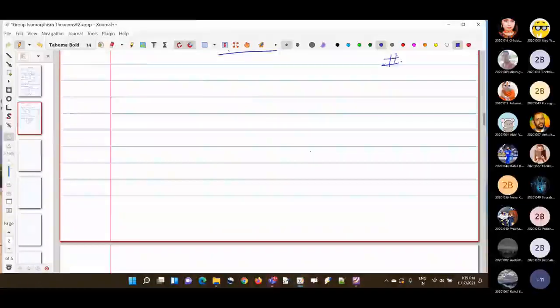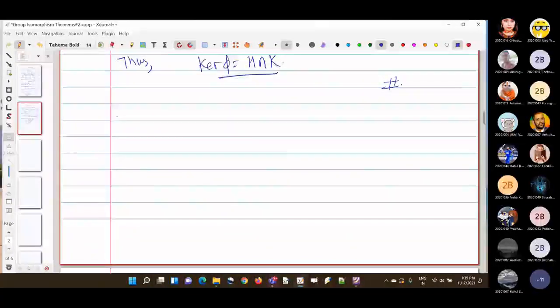Okay. Similarly, there is another result. You can try it out in a similar fashion, but just there is a change of K and H. Their places, their roles have been changed.